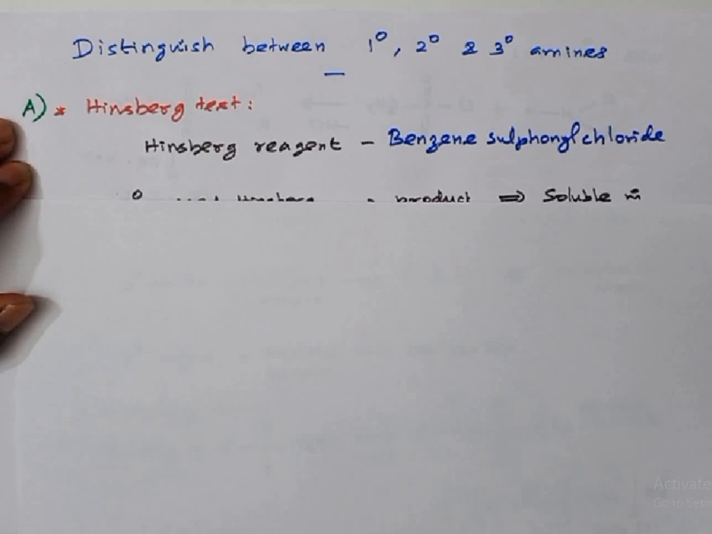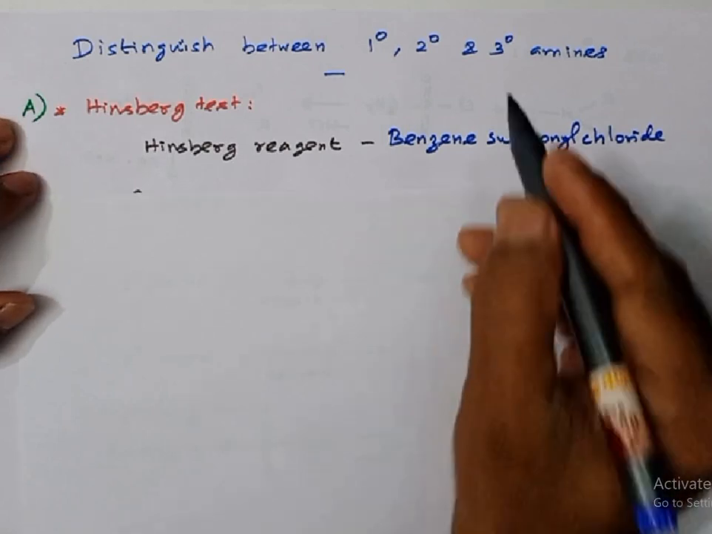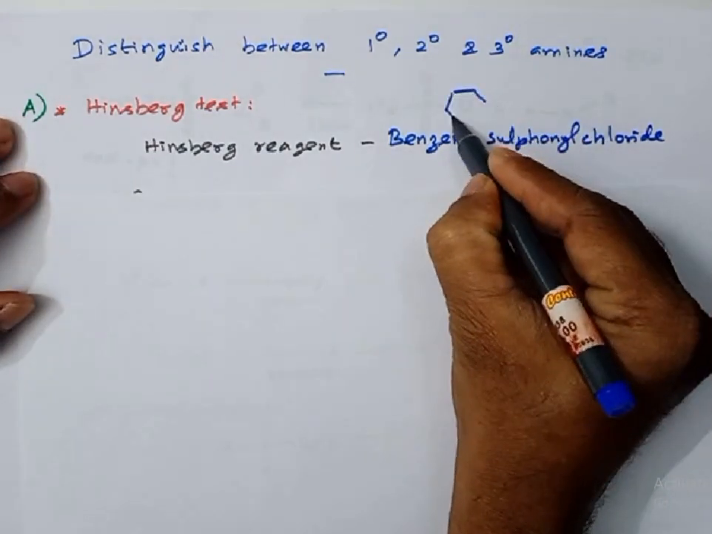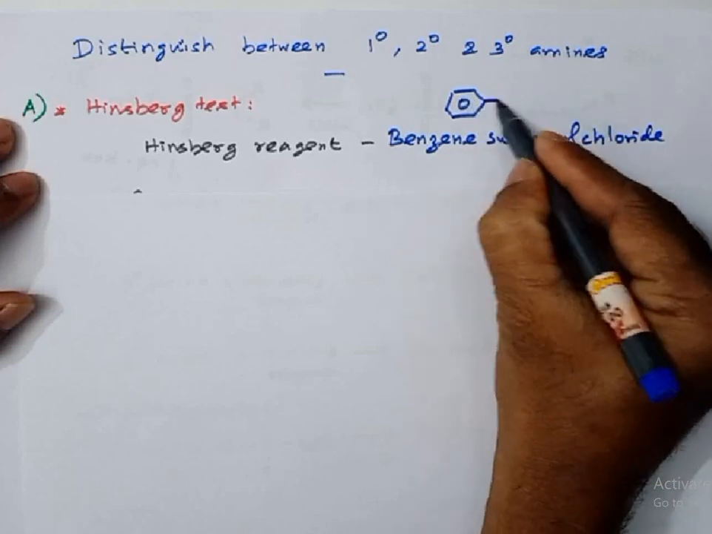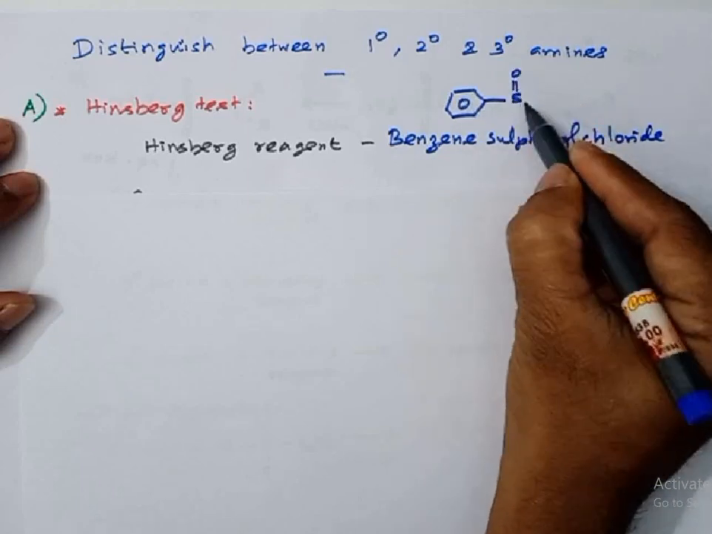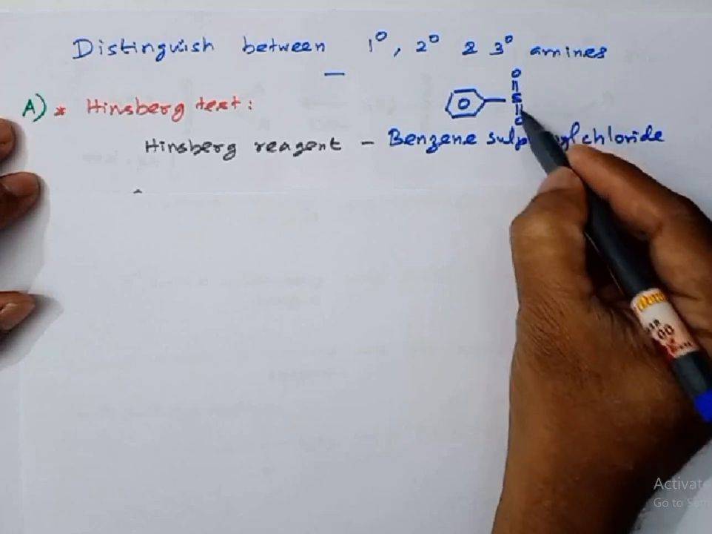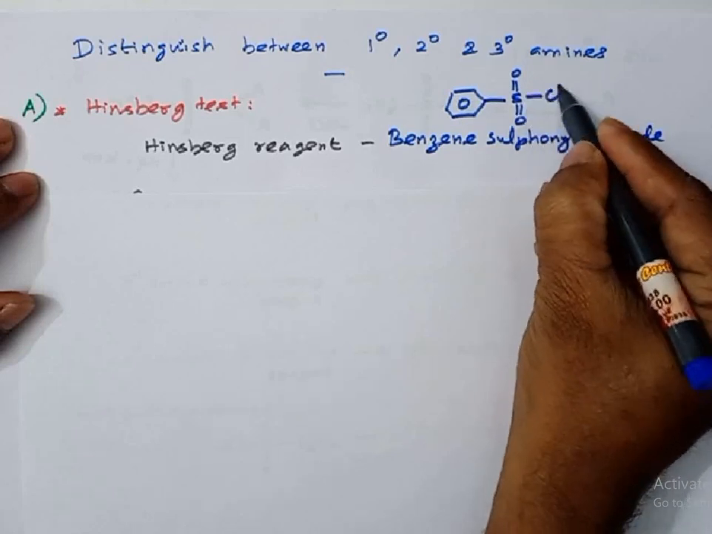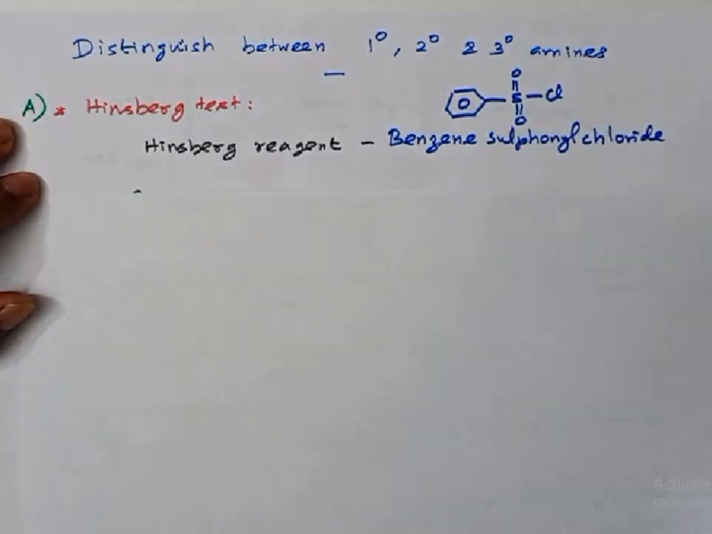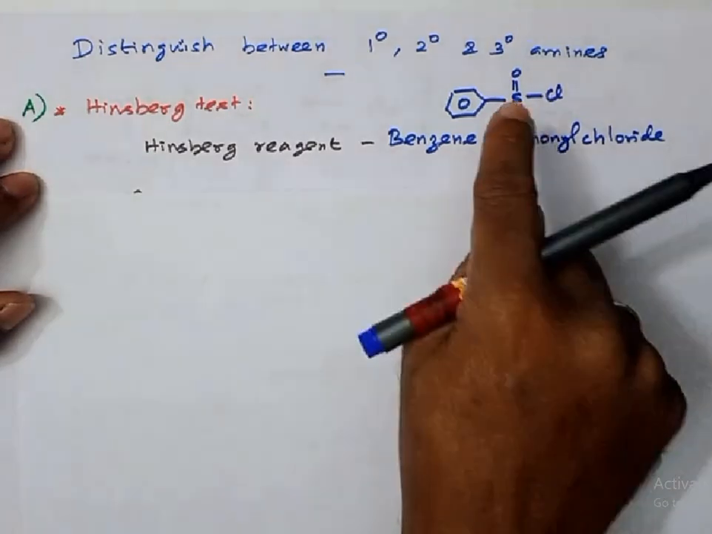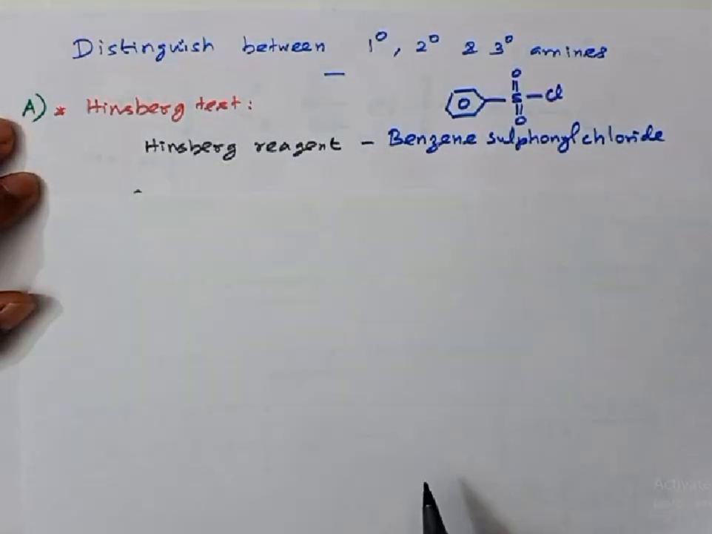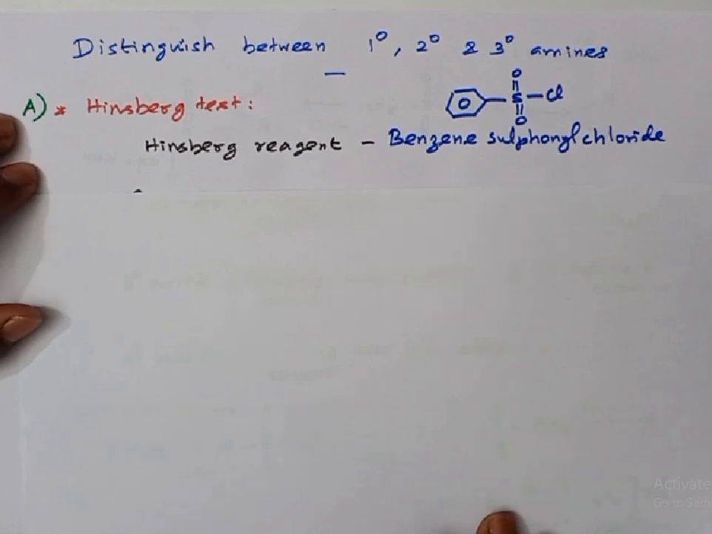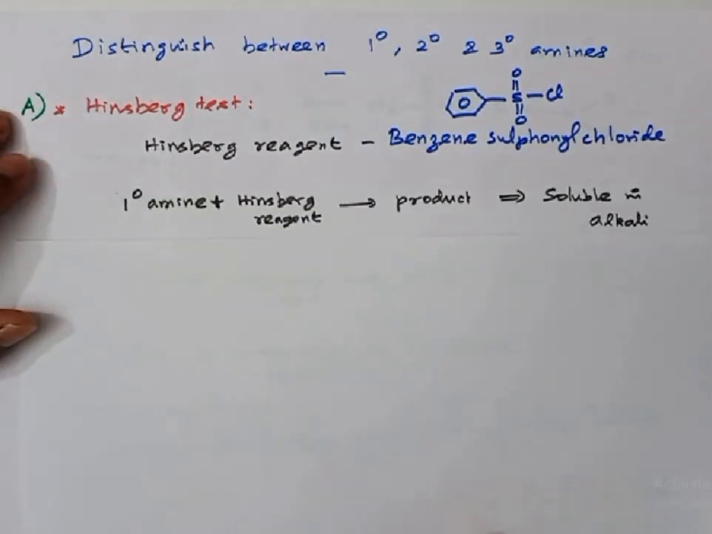This is called Hinsberg reagent, and the formula of Hinsberg reagent is, we have a benzene ring with a sulfonyl group attached and a chlorine. This is what we call benzene sulfonyl chloride, and this is the reagent that we are using for the Hinsberg test to distinguish primary, secondary and tertiary amines. Okay, now, how to distinguish using this?